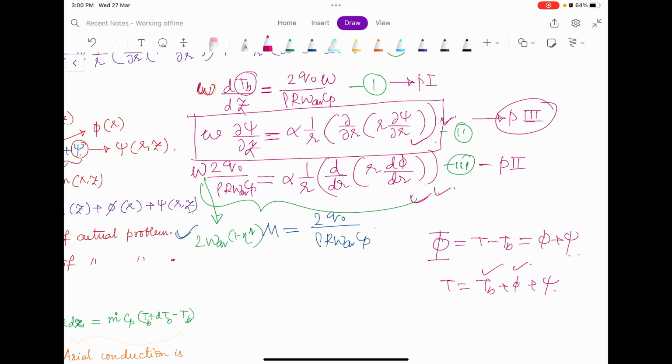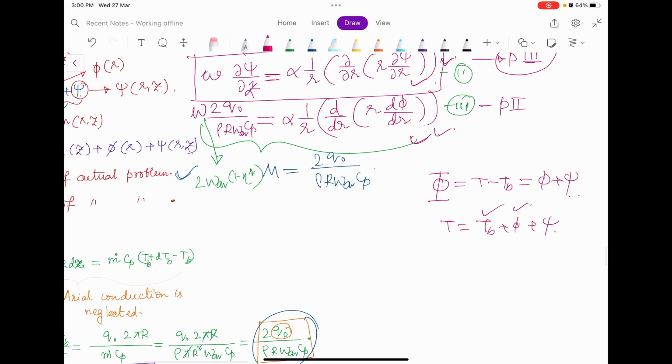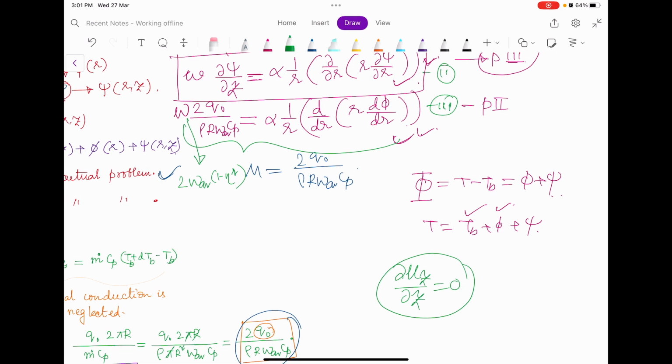Okay, now you see that is how I am getting the governing differential equation for psi. Another thing: in hydrodynamically fully developed flow, if you ask any mechanical engineer what you know about it, he or she will tell you that this is nothing but del u del z equal to 0, that is, the velocity profile is not changing with z. So can we define anything similar for a thermally fully developed flow? For a thermally fully developed flow this cannot happen.